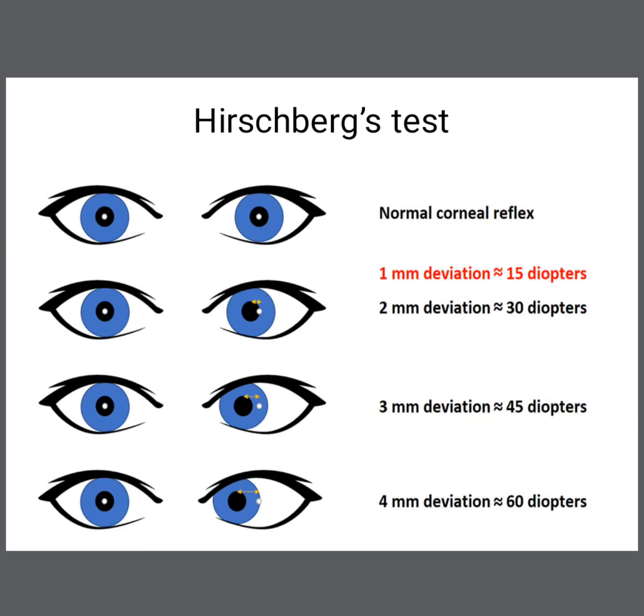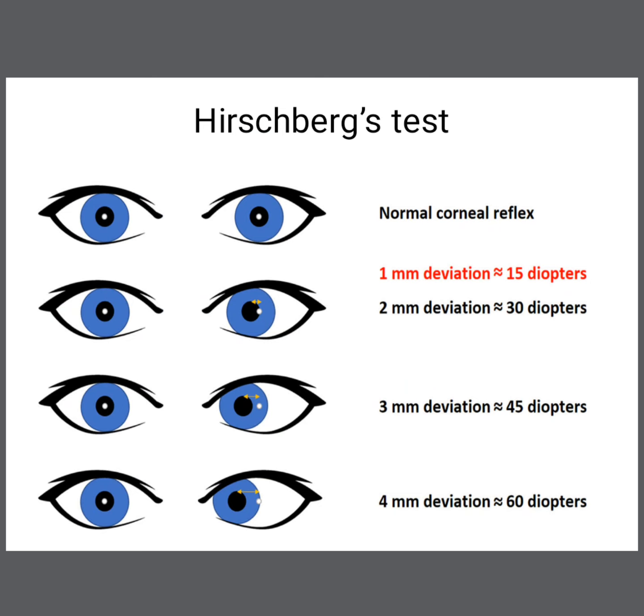And to determine the amount of squint, we consider 1 mm of decentration gives approximately 15 prism diopter. So in the first figure, the two corneal reflexes appear to be symmetrical, so it is considered as an orthophoric eye. But in the second figure, the corneal reflex of the left eye appears to be decentered at the pupillary border, and it gives around 2 mm of decentration, and the amount of squint is approximately 30 prism diopter of esotropia.